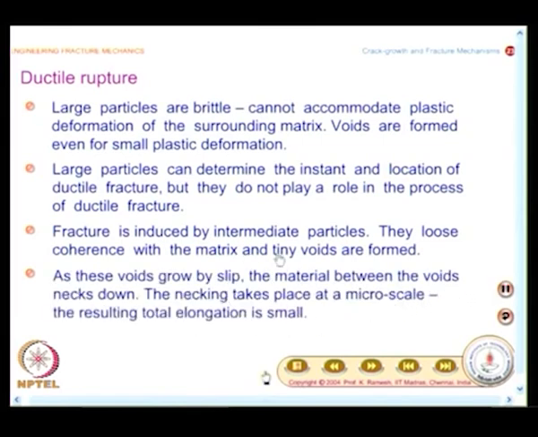And what you have is, you have these tiny voids, and these voids grow by slip. That is why we spend time on slip. We have learned from a tension test that you have a shear lip, and you find these voids grow by slip, and the material between the voids necks down. This is called micro necking. The necking takes place at a micro scale, and the resulting total elongation is small.